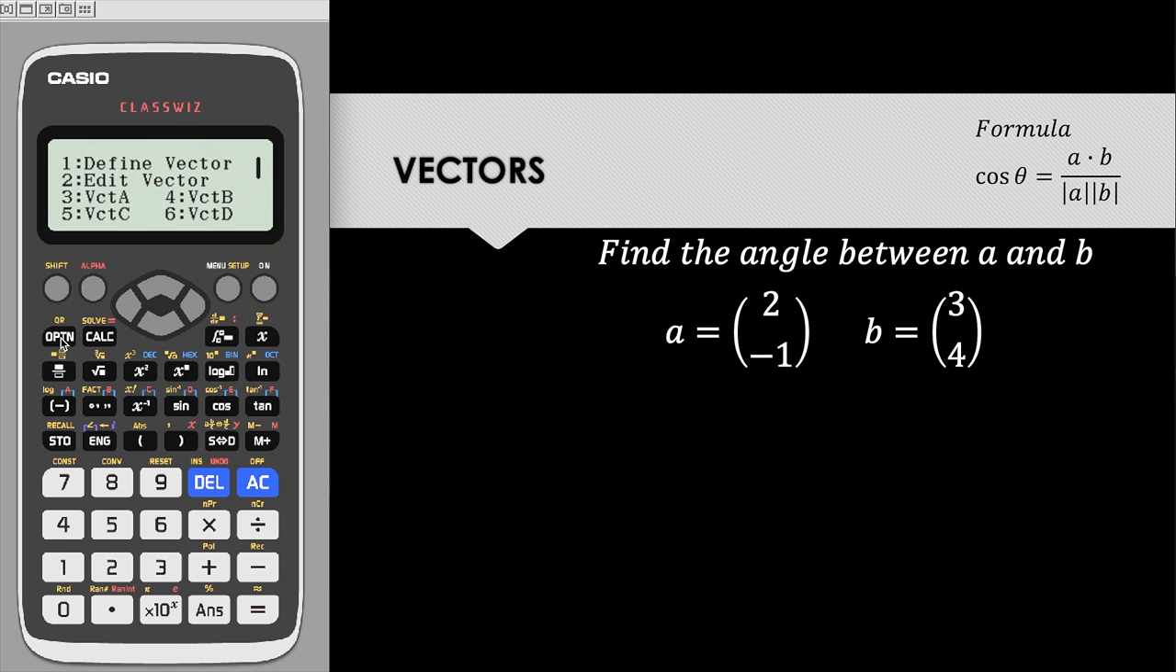Now if you select option, we can select vector A. So if we click 3, we've got vector A. If we go back to option, we can select 4, which is vector B. So this is going to do the dot product of vector A and vector B. So if we select enter, we get 2.